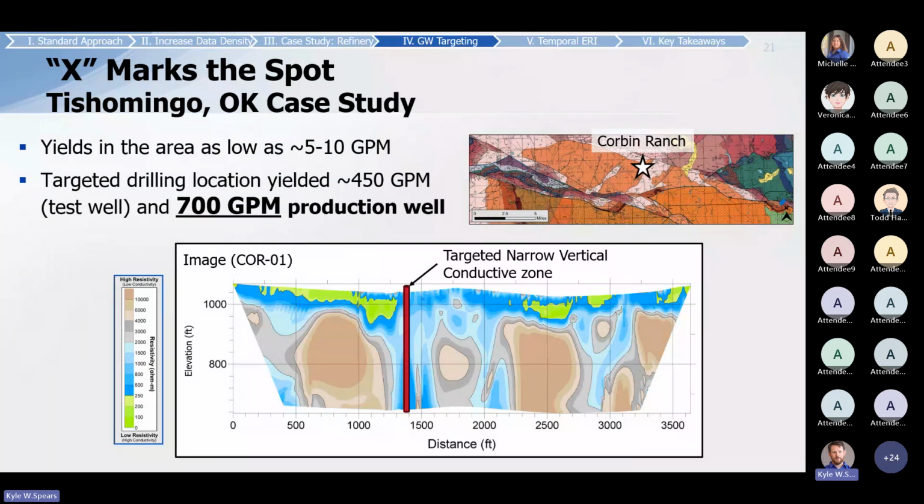So back to our fractured carbonate aquifer, another section of the aquifer that we imaged. We see a big, strong vertical conductor here, getting very conductive, good clean breakthrough all the way down to the bottom of the image. So we say, yeah, this is a good target. So send the drill rig out there. And they got 450 gallons per minute during testing, and then once they completed the well, they were able to produce 700 gallons per minute. So it found a real gusher.